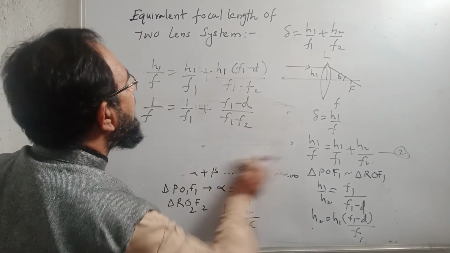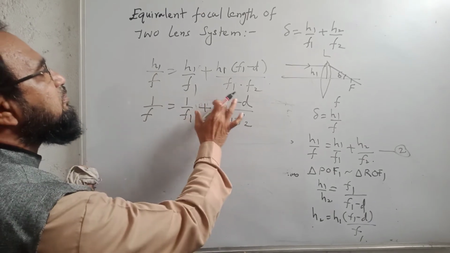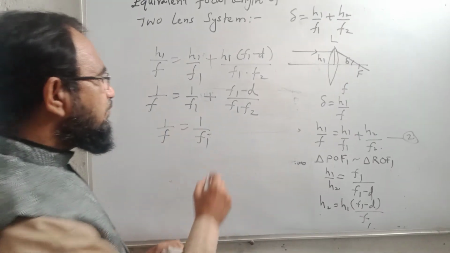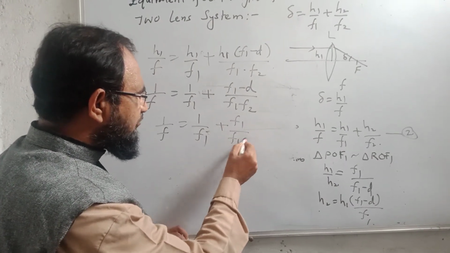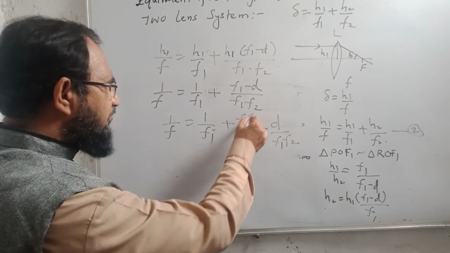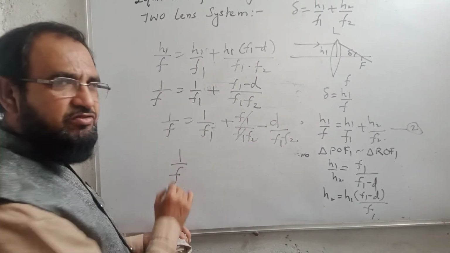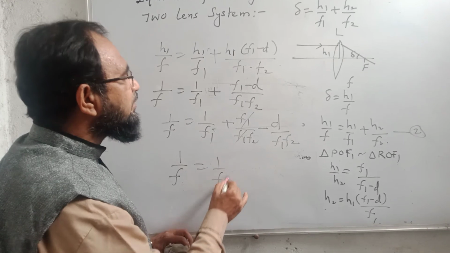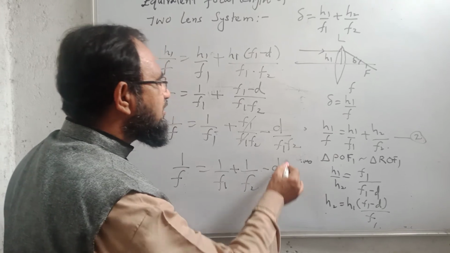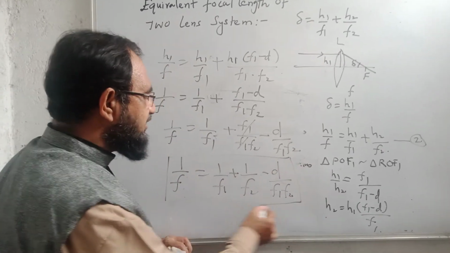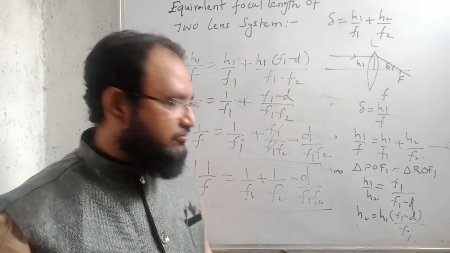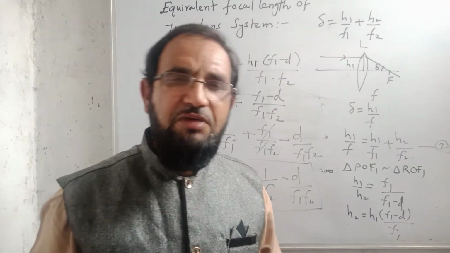Now I distribute the F1 F2 to both F1 and d. I write 1 by F is equal to 1 by F1 plus F1 by F1 F2 minus d by F1 F2. The F1 gets cancelled, and you get the equivalent focal length as 1 by F1 plus 1 by F2 minus d by F1 F2. This is the formula for the resultant focal length of a two lens system: 1 by f is equal to 1 by f1 plus 1 by f2 minus d by f1 f2.